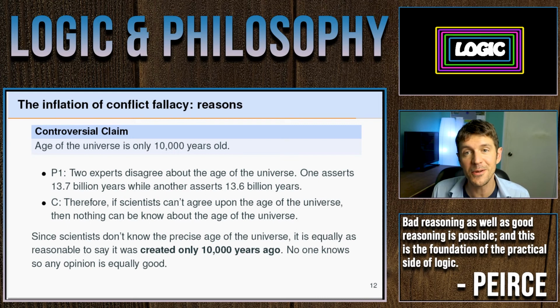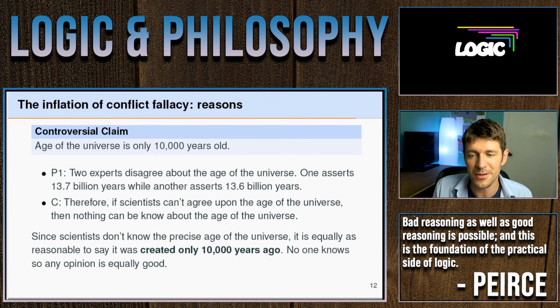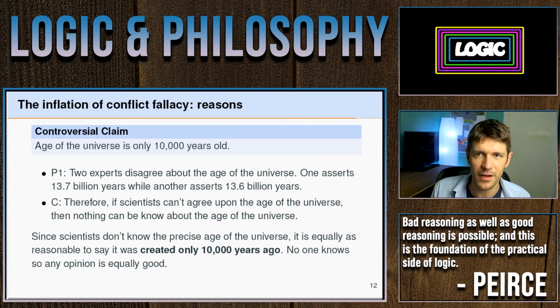promote your view. You do this by saying, look, experts disagree about the precise age of the universe. One expert says the universe is 13.7 billion years old, while another expert says, oh, it's only 13.6 billion years old. And so they can't actually agree upon the age of the universe. And since they can't agree, there's nothing that can be adequately known about the age of the universe, and so every opinion is equally good. And so my view that the universe is 10,000 years old is one that you should accept as well. So here we've used the inflation of conflict fallacy to promote a controversial position.